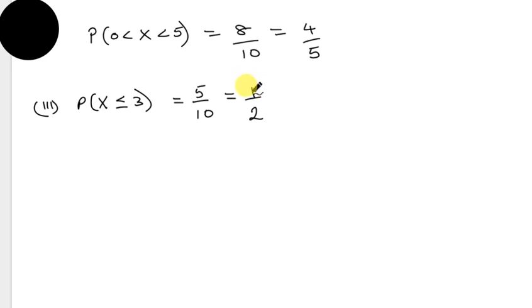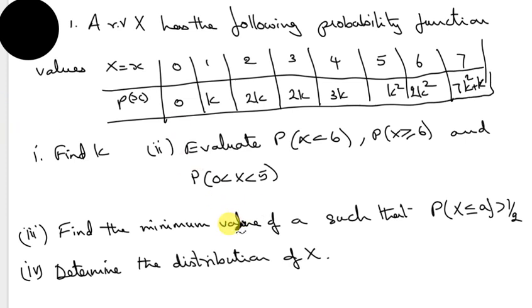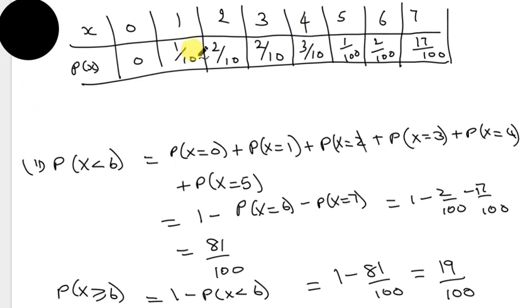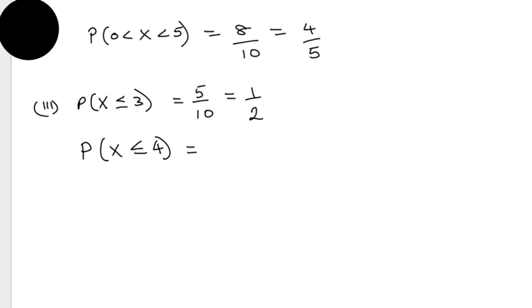Now we have to go for finding a value of a. Look into this problem: find a value of a such that the probability of x less than or equal to a is greater than half. Now we got half. So next we can go for the probability of x less than or equal to 4. When I go for less than or equal to 4, I will have 1 plus 2, 3, plus 2, 5, plus 3, 8 by 10. So this is equal to 8 by 10, which is 4 divided by 5, strictly greater than half.